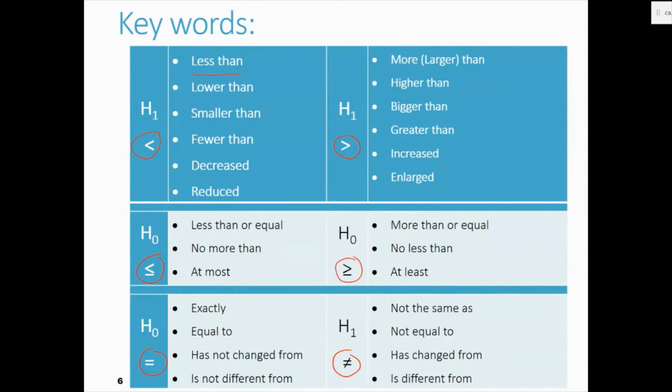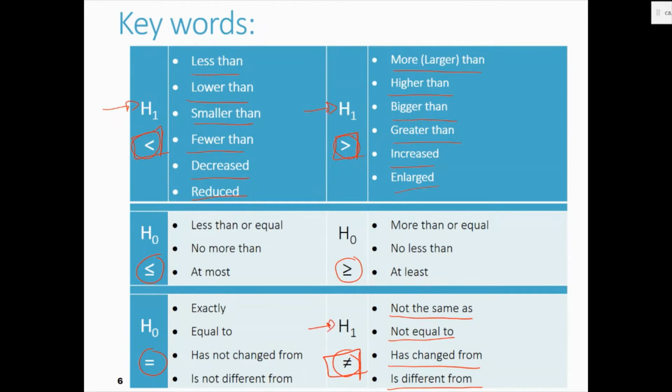For example, if you have less than, lower than, smaller than, fewer than, decrease, or reduce, we are talking about the symbol of less than, and that will mean that it is part of your H1, your alternate hypothesis. Or if you have words like more than, higher than, bigger than, greater than, increase or enlarge, we are talking about a more than symbol. And that means we're talking about H1, the alternate hypothesis. If the exercise tells you that something is not the same as, not equal to, has changed from, or is different from, we are talking about the not equal to sign, which again is the H1 symbol.